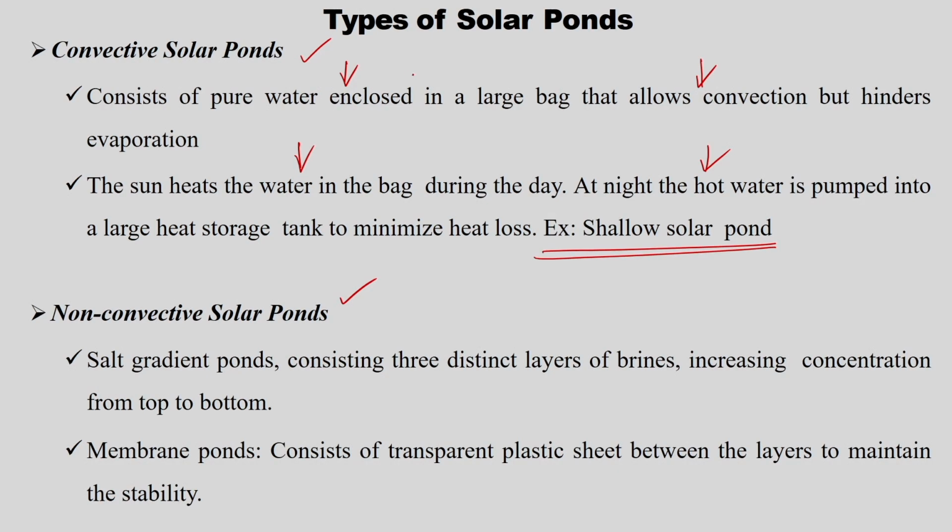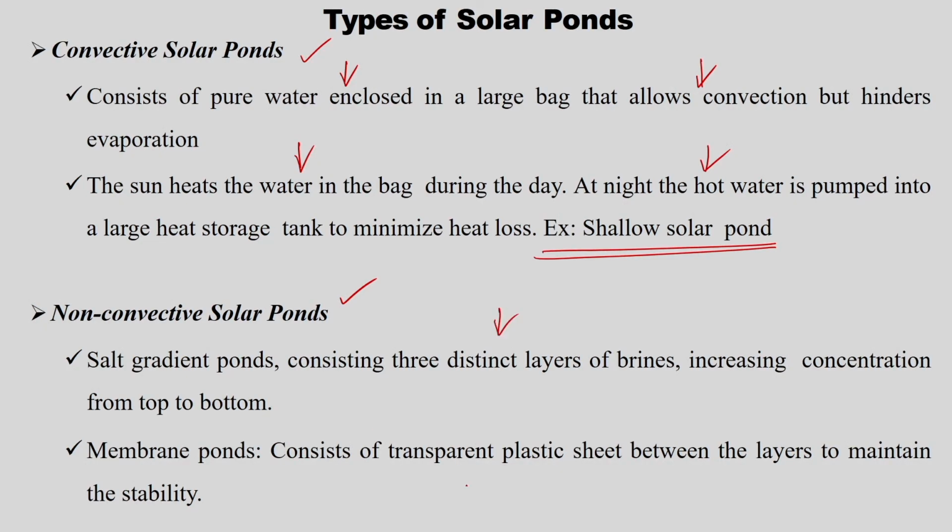So, here we did not stop the convection by adding salt water or anything. So, normally we keep the large bag with the pure water. After taking the heat during the day, it will be shifted to a large heat storage tank to minimize the losses. In a way, it can be used for further energy requirement. Non-convective solar pond is nothing but whatever we have seen just now.